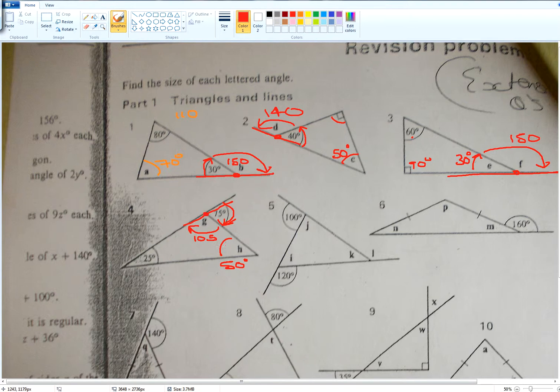This is the question you got stuck on as well. Hurry up. Okay, now if you look at this question here, are you okay, boys? Yes, sir.